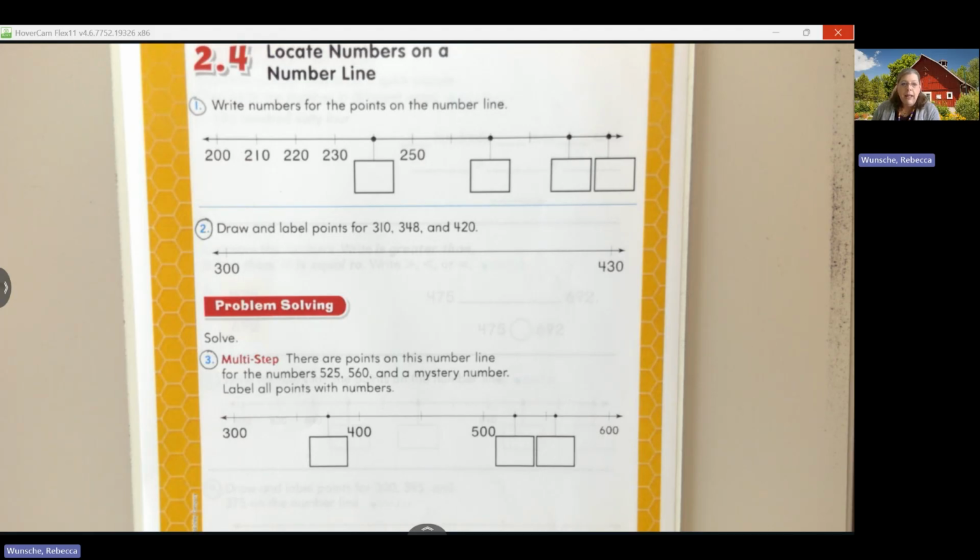Today we're going to be looking at two second grade TEKs together because they really are partners with each other when you work with number lines. Those are TEKs 2.2e and 2.2f, which ask us to locate the position of a given whole number on an open number line and name the whole number that corresponds to a specific point on a number line.